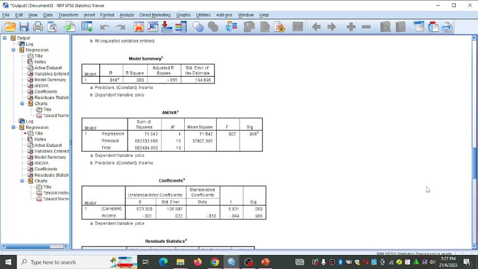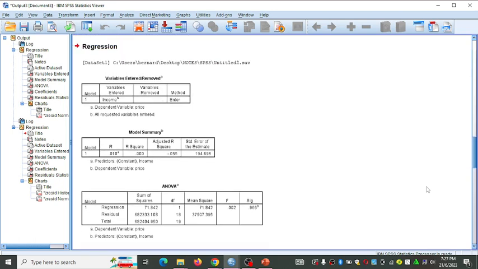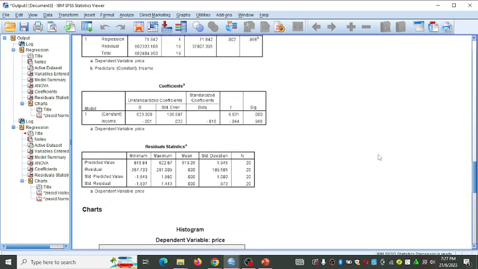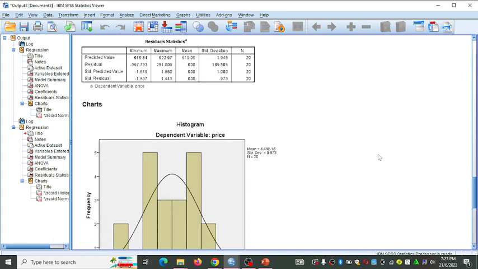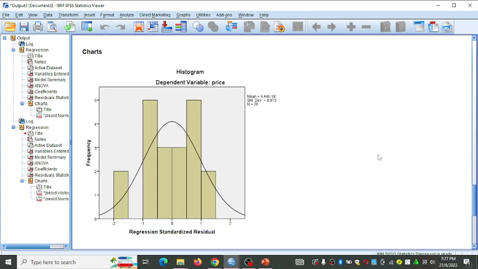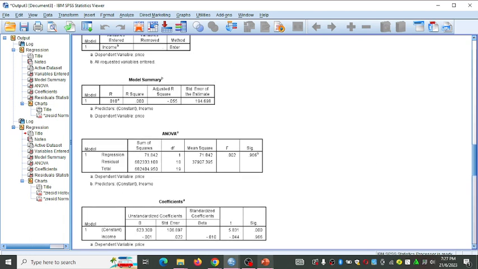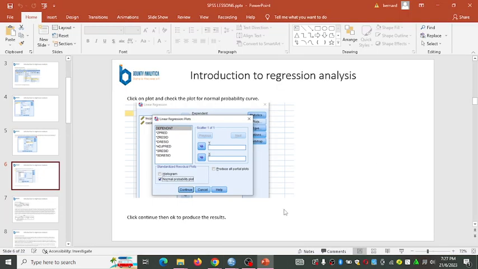Now I want us to start interpreting these outputs. These are regression outputs. We have the model summary, the ANOVA, the coefficients, and the residual statistics, together with the charts and the normal P-P plots. So let's see how we interpret these outputs.